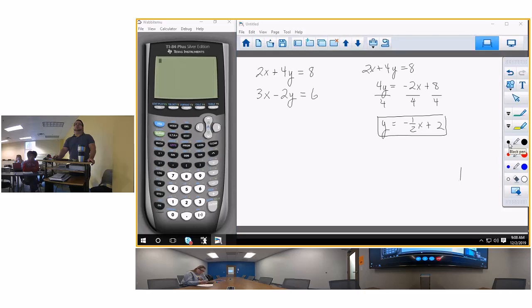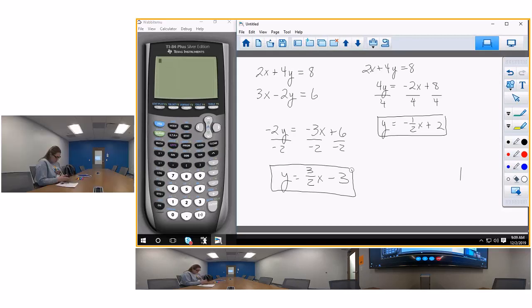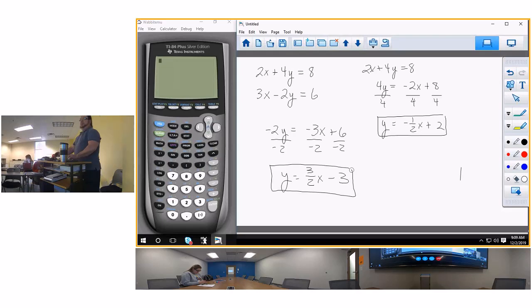The other one, negative 2y is equal to negative 3x plus 6. Divide by negative 2. Y is equal to 3/2 x minus 3. Now, punch those in your handy-dandy calculator. While you're punching it in yours, I'll punch it in mine.